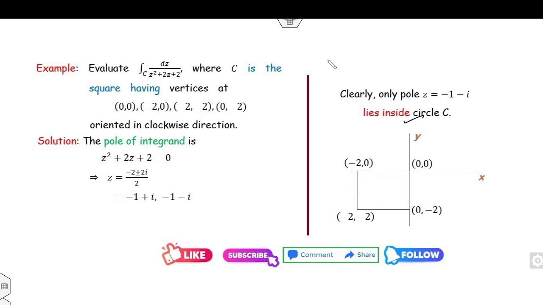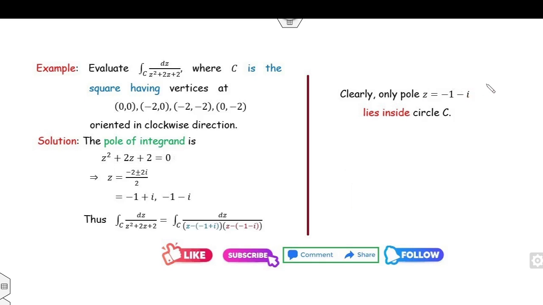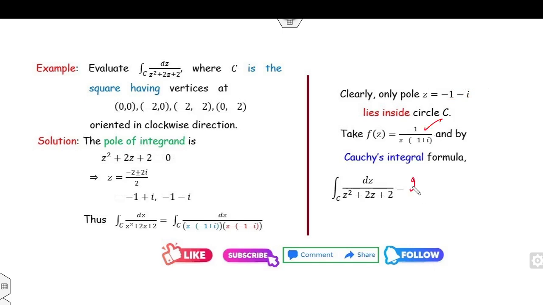Fine. So therefore this integration, by the Cauchy formula, z square plus 2z plus 2, I can write as z minus the first root, minus 1 plus iota, times z minus the other root, minus 1 minus iota. So can you take the value of f(z)? Because this is the point which lies inside, that is corresponding to this point. So what remains? This one, 1 over z minus 1 plus iota, you can consider as f(z). Fine. So the answer will be 2 pi iota f of the pole. The pole is my minus 1 minus iota.